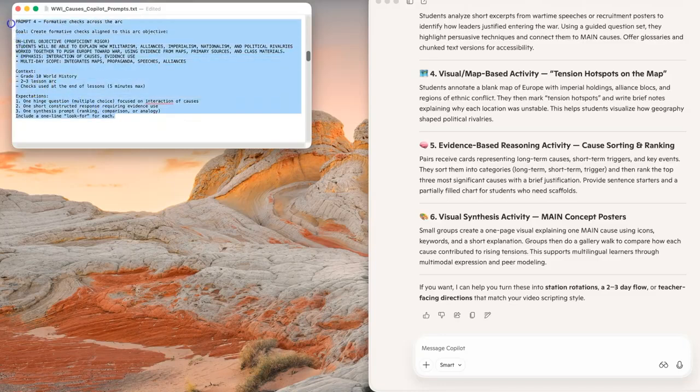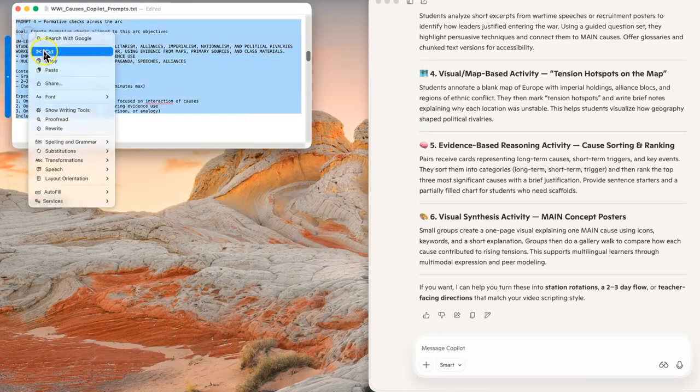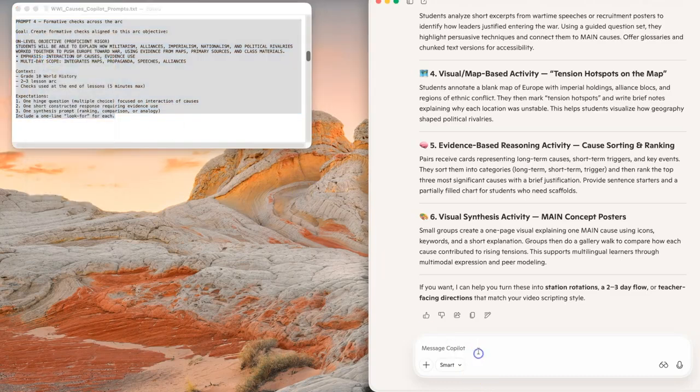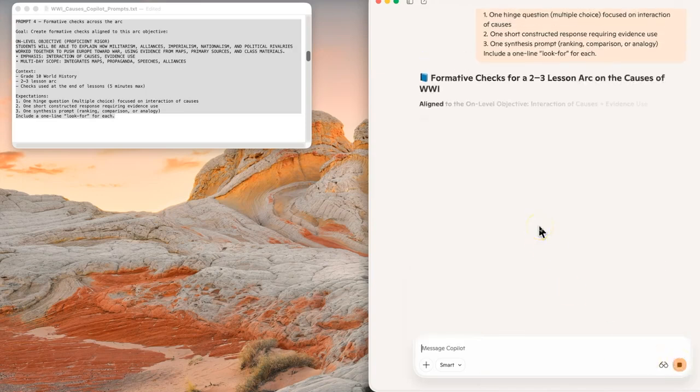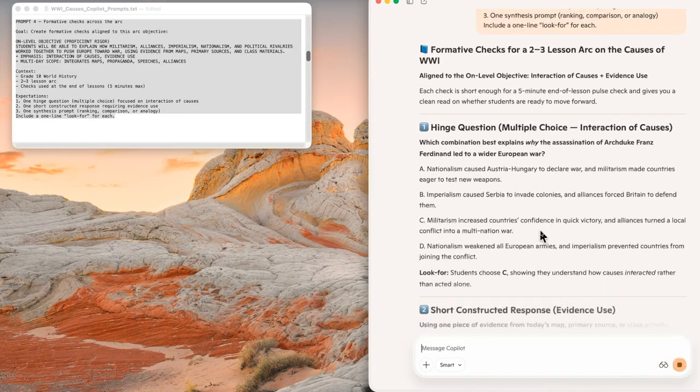For formative checks, I anchor to one on-level objective. Even though I drafted multiple objectives earlier, alignment requires a single target. Each check is designed to take 5 minutes or less and includes a clear look for. This keeps evidence of learning consistent across the lesson arc.